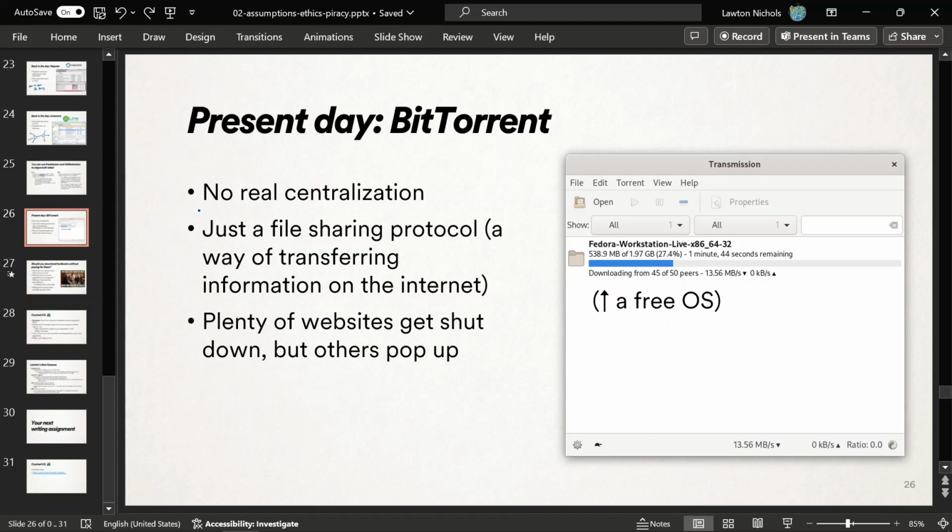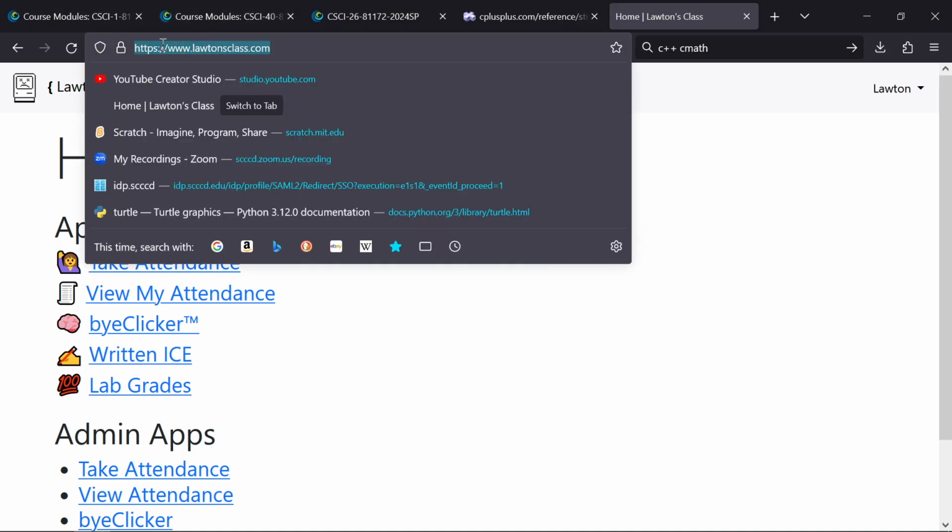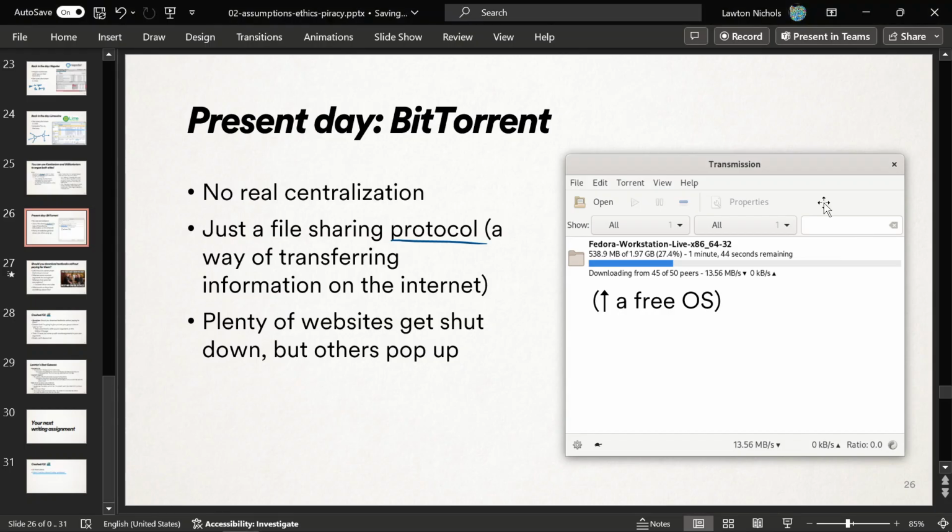Okay. Also, it's just a protocol for file sharing. There's no one program that's BitTorrent. There's hundreds, probably, of programs that you could use to connect to the BitTorrent network. And the word protocol just means it's a way of transferring information on the internet. So for example, our class website, we connect to that through the HTTPS protocol. As long as you have a server, you can serve that. HTTPS is just a protocol. It's a way of transferring information to a browser, for example. FTP is a way of transferring files to a browser sometimes. That's an older protocol.